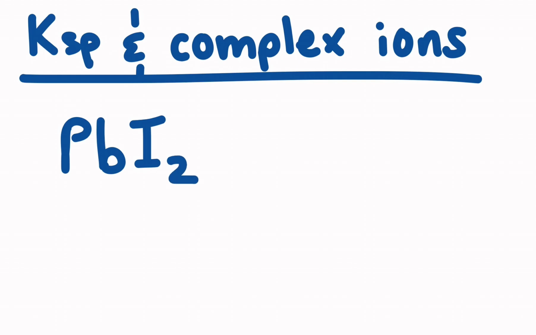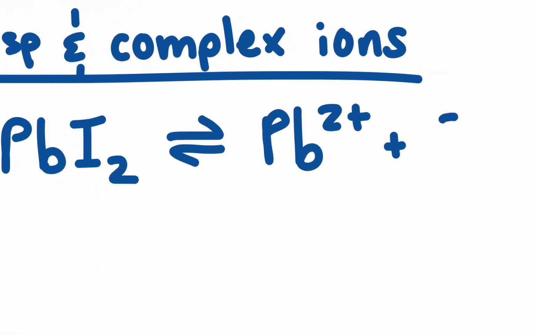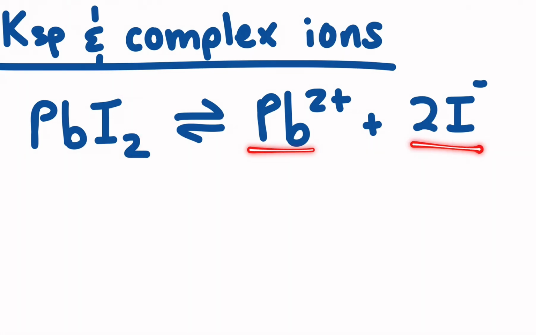So let's say we have something like lead-2 iodide. We can write it as an equilibrium becoming lead-2 ion and 2 iodide ions. And if you remember your solubility rules, that's actually a fairly insoluble, not very soluble salt, so there would not be a whole lot of aqueous ions compared to how much lead iodide solid you could put into solution.